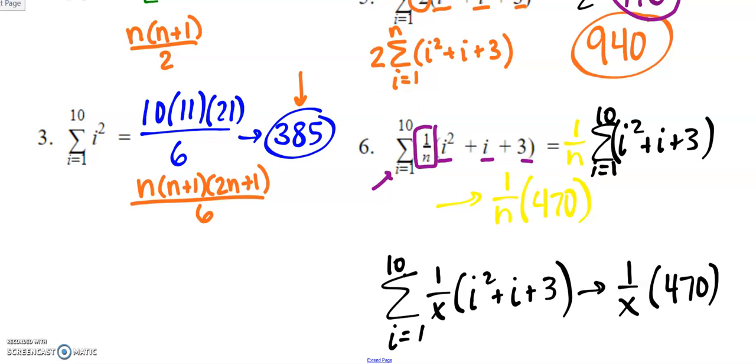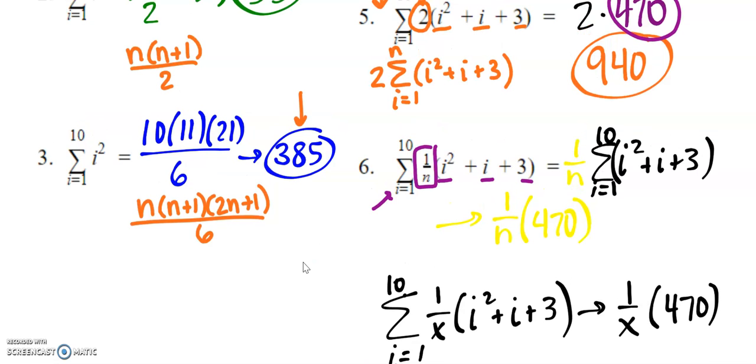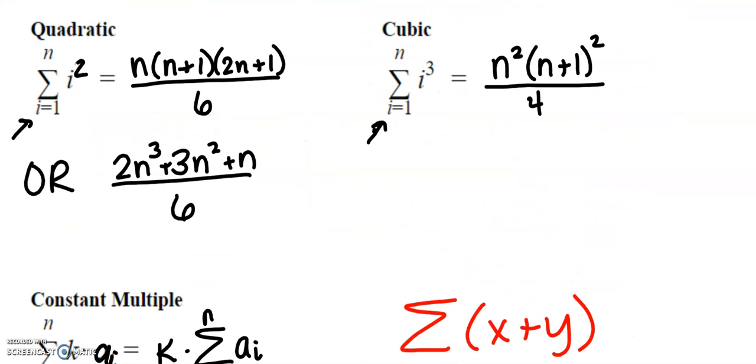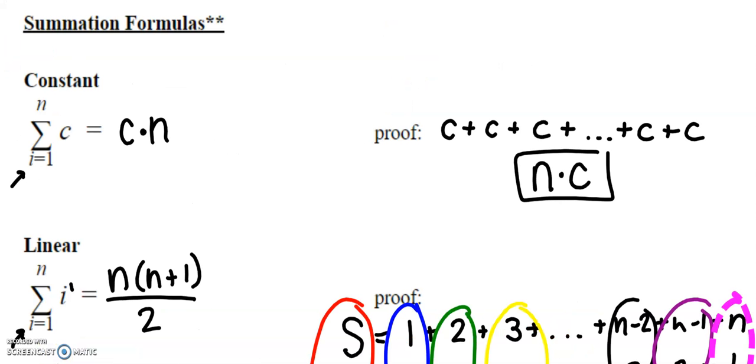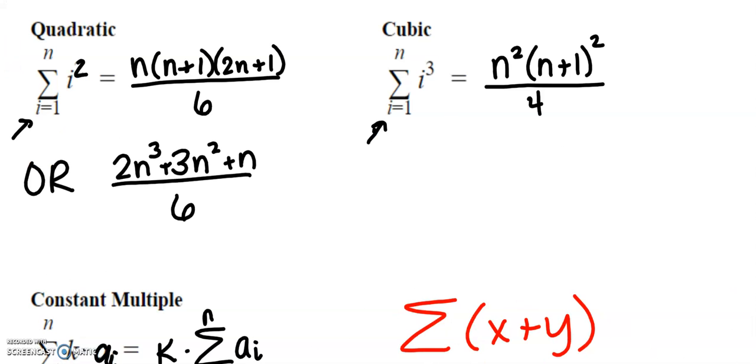All right, so that's it. That should be a review for you from pre-calculus. There are some homework problems in your textbook. Make sure you look over those and try each one of them. You should be using your formulas. So you are responsible for constant, linear, quadratic, cubic, and constant multiple. Also remembering that you can always sum some sums. All right, that's it.